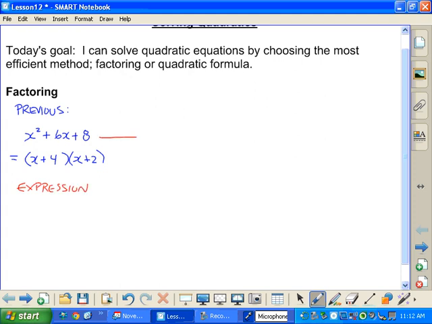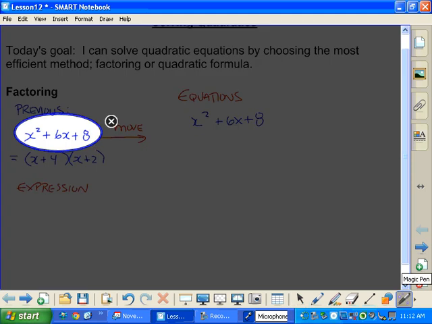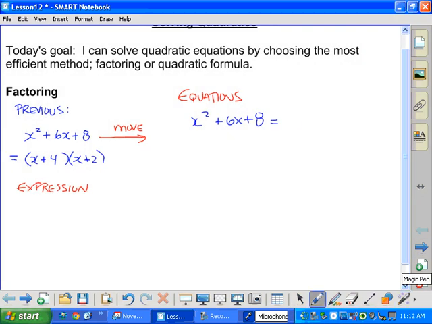Now I want to move to equations. We were just working with expressions previously. Now we're moving to equations. How's that different? Well, we're still going to have the x squared plus 6x plus 8, exactly what we did over here. The difference this time is that there is an equals 0 there. So when we do our factoring, as we did on the left side here, it's still going to be x plus 4 and x plus 2, but we still have that equals 0.